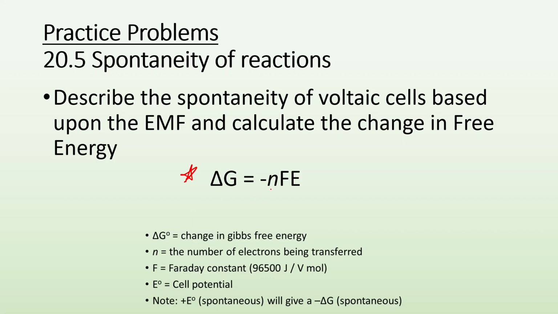Delta G equals negative nFE, where delta G naught is the change in Gibbs free energy, and n is the number of electrons being transferred. Here, the coefficients matter. We've ignored them for calculating E, but when we're calculating delta G, we need to account for how many electrons are being transferred, so the coefficients do matter. F is the Faraday constant of 96,500 joules per volt mole, and E naught is the cell potential. Note that a positive E naught will result in a negative delta G, both of which are spontaneous. So that's a way to check if a reaction is spontaneous or not.